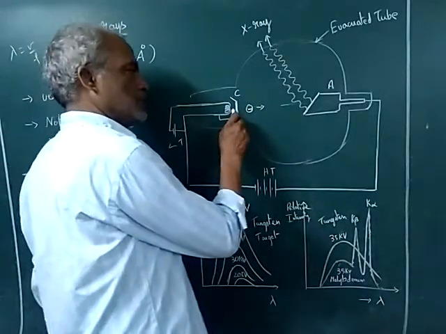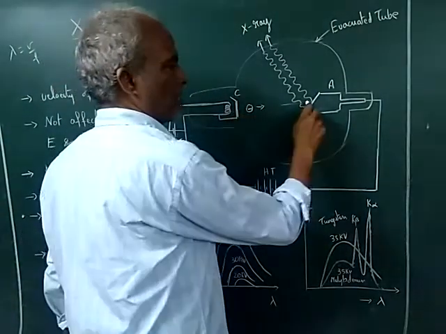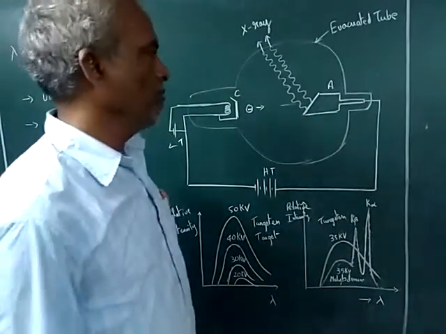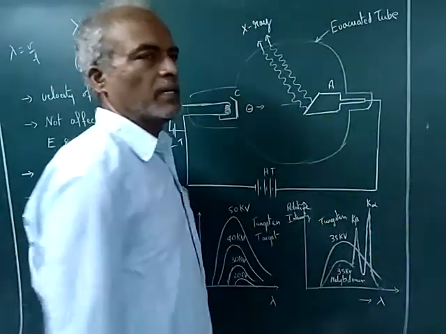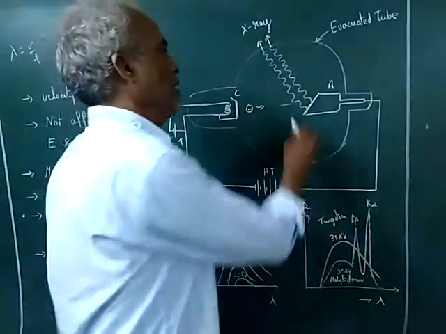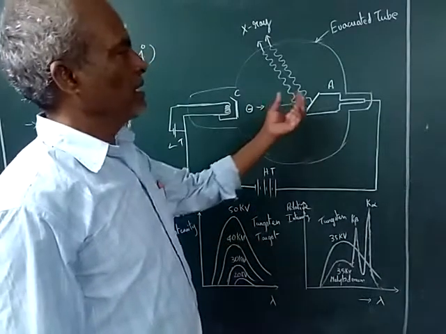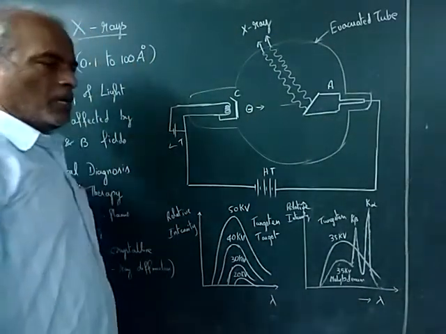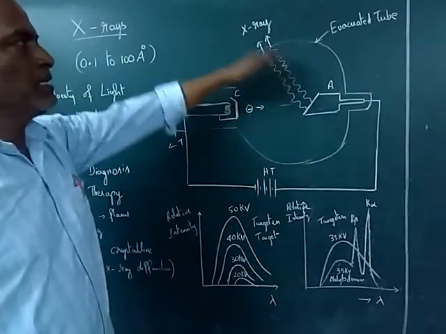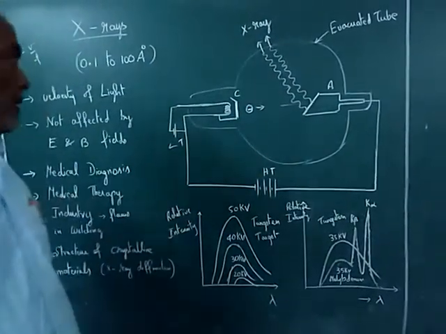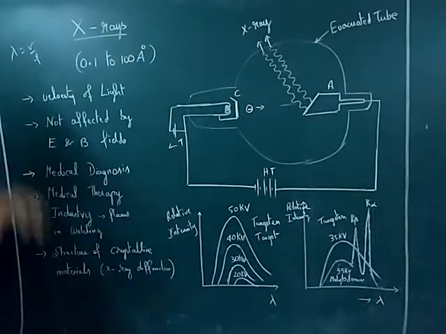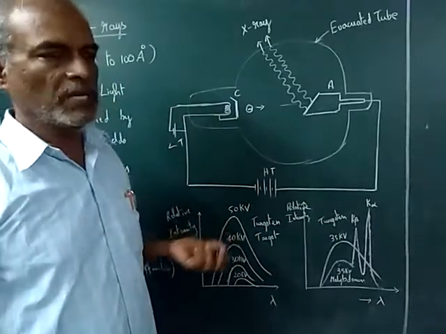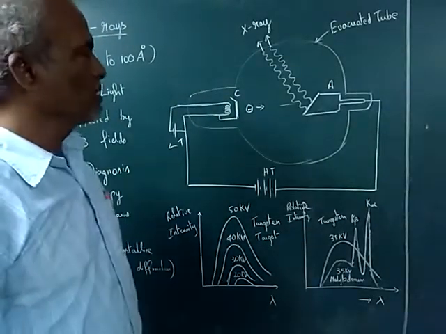So when the electrons released from the cathode strike the anode, which is made up of tungsten or molybdenum, when it strikes the hard material, X-rays are produced. X-rays can pass through the glass, and we cannot see them, but the rays can be absorbed by a photographic plate. The X-ray velocity is equal to the velocity of light, which is 3 into 10 power 8 meters per second.